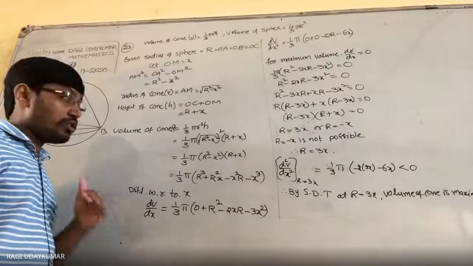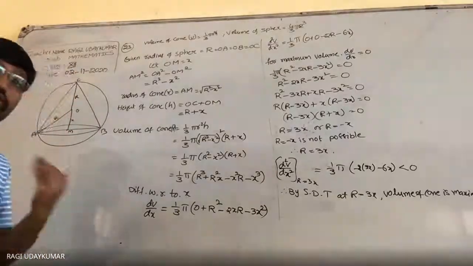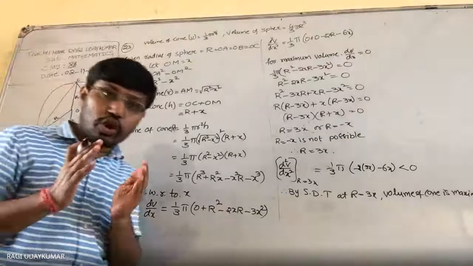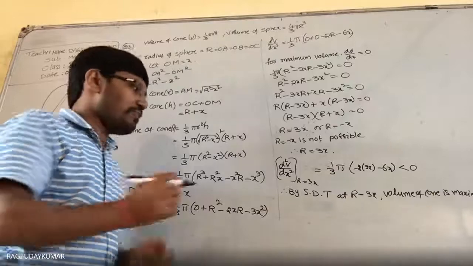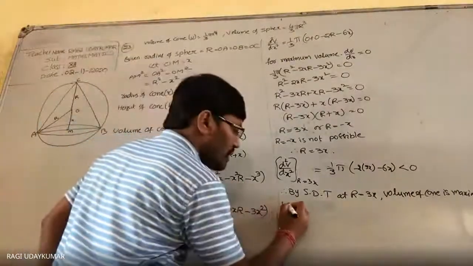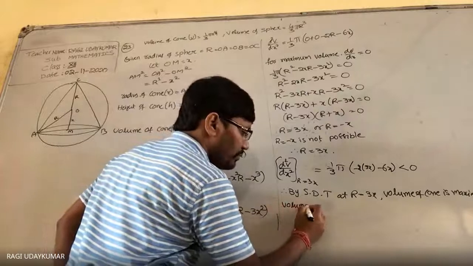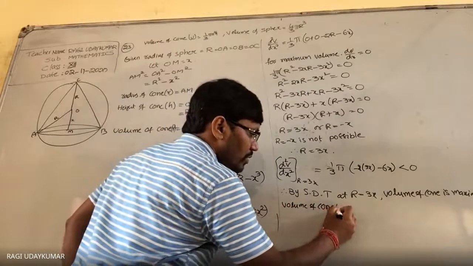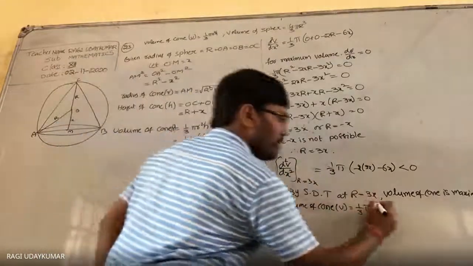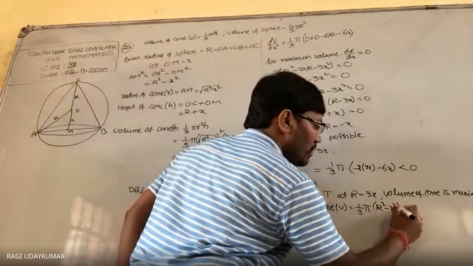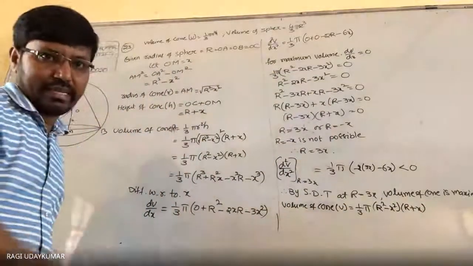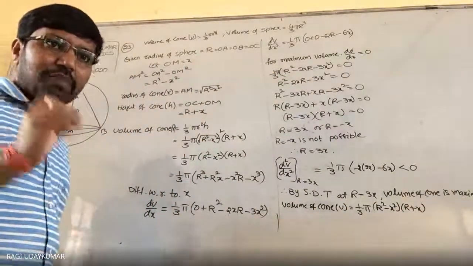But R is equal to 3x, or x is equal to R by 3. X should not be there. So therefore, find out the volume of the cone. See, volume of the cone V is equal to 1 by 3 pi (capital R square minus x square)(capital R plus x). In the place of x you have to write R by 3. In the x place, write R by 3.